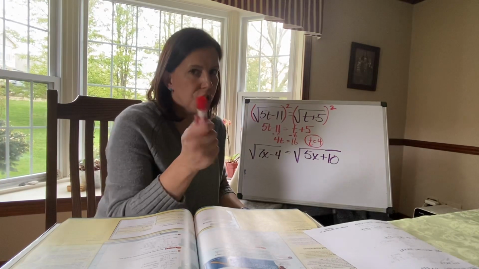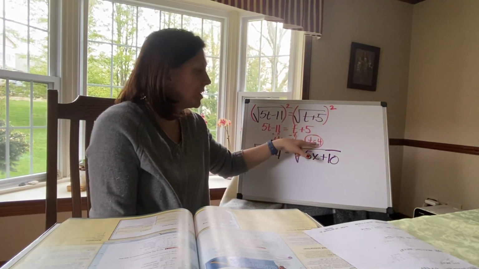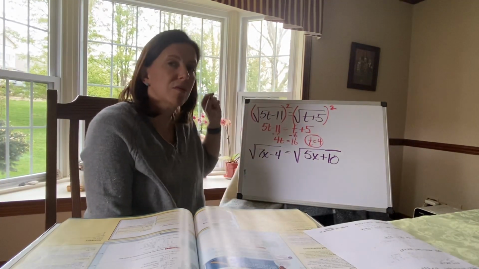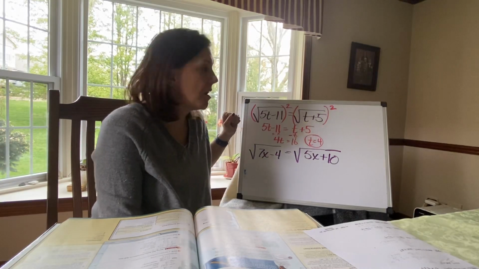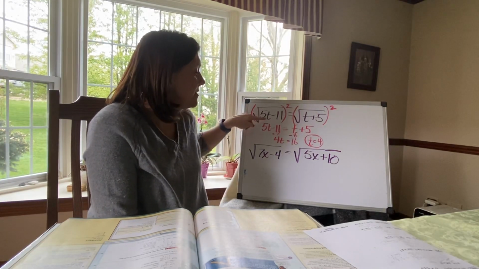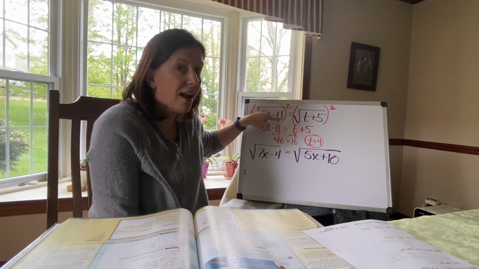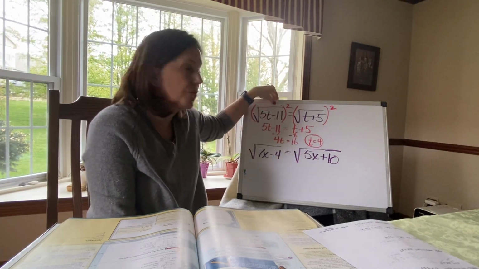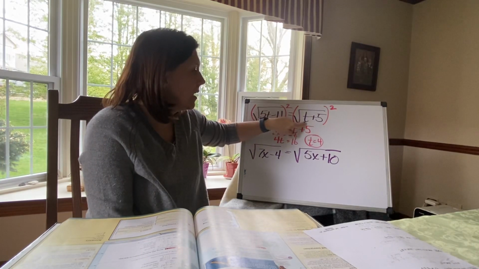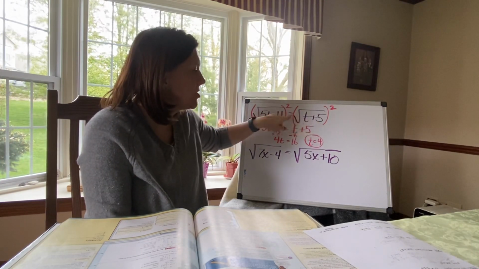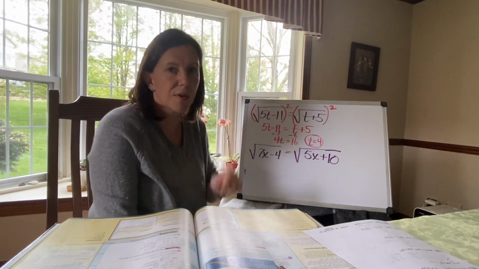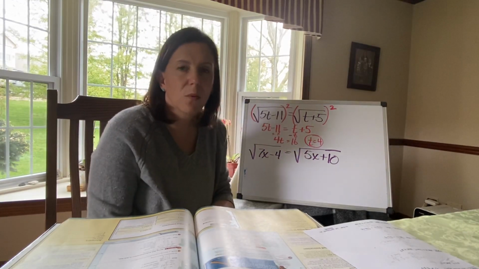Step 3, check. Take that value for t and plug it into the very original problem that we started with. 5 times 4 is 20, minus 11 is 9, square root of 9 is 3. 4 plus 5 is 9, square root of 9 is 3. 3 equals 3. Check. It works.